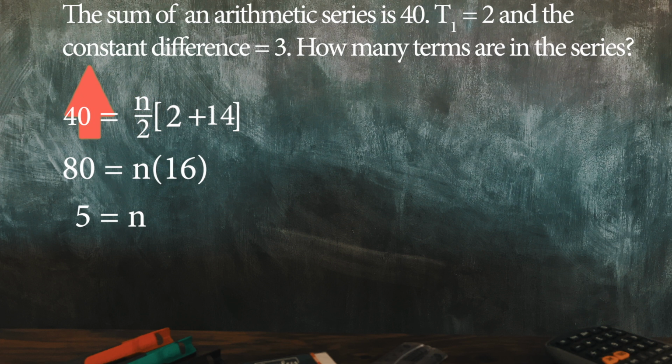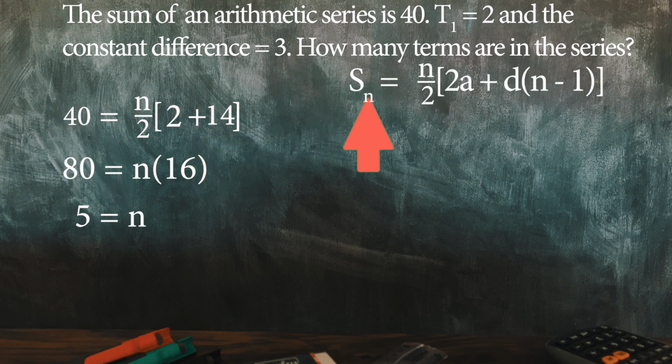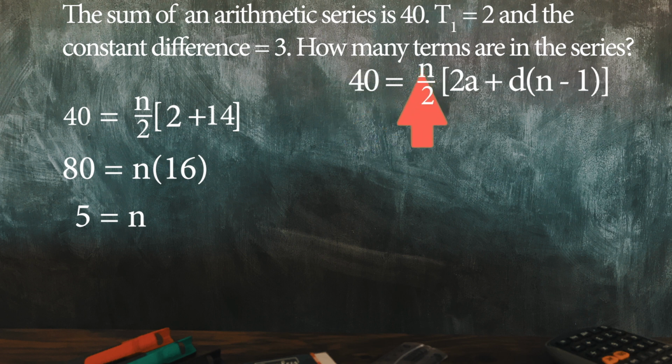We are given the first term and the constant difference, which is equal to 3. How many terms are in the series? So basically we cannot make use of this formula. We have to use this one. So again, in the place of Sn, we put 40 is equal to n over 2.